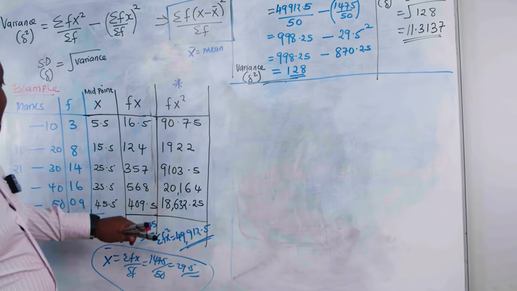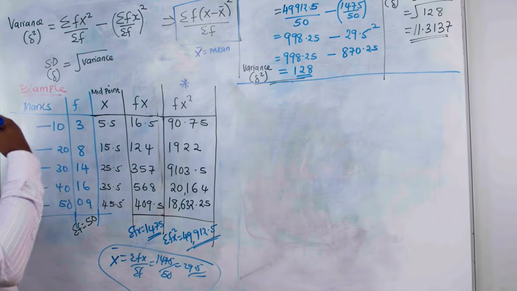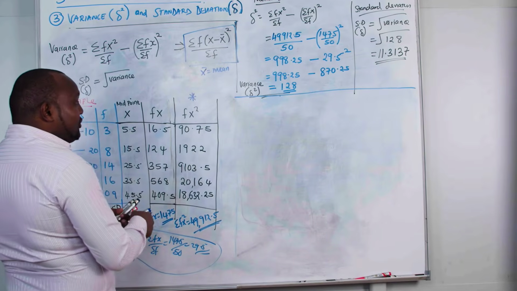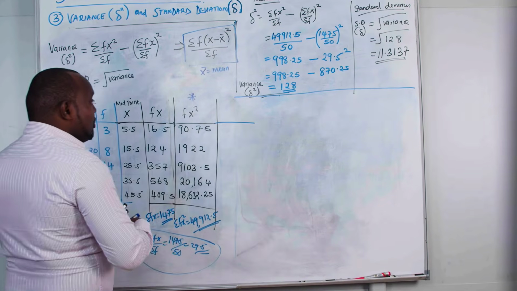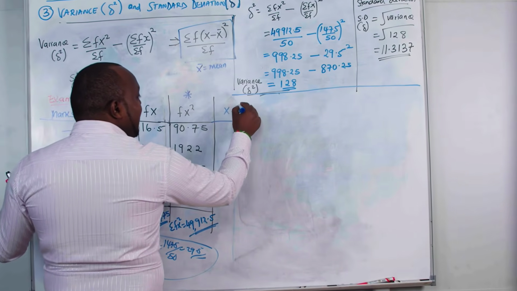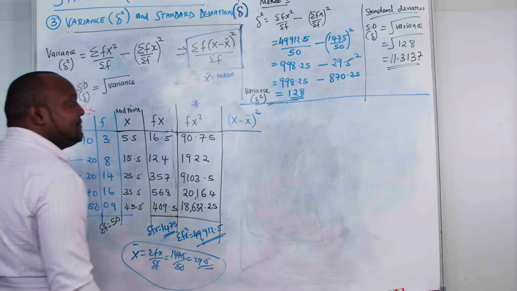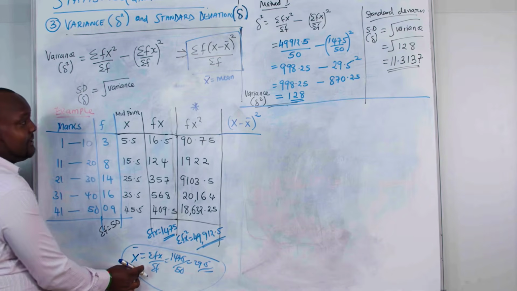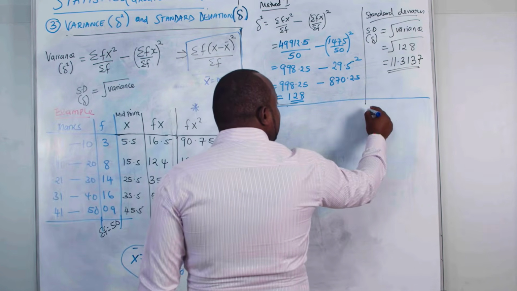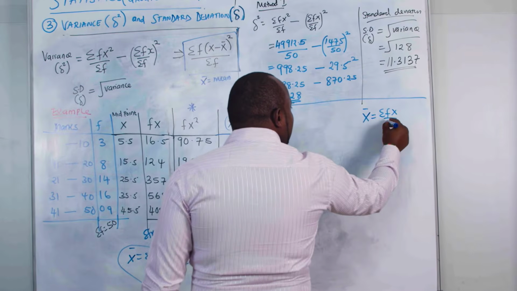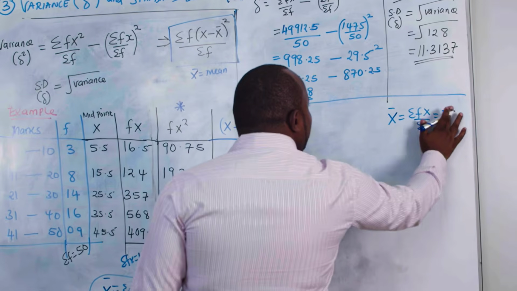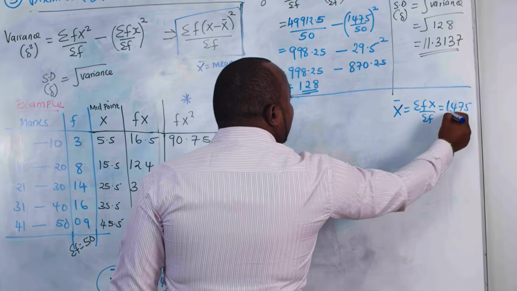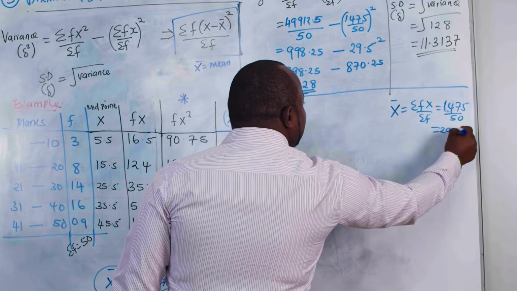So in this case, you realize that we don't need this column. We need summation of f times x minus x bar, so I need to introduce this column. I'll use a different color. It will be x minus x bar that we are going to square. Remember I showed you how we get the mean. Our x bar is the mean, which is the summation of f of x, which was 1,475, over the summation of f, which is 50. That's why we got 29.5.